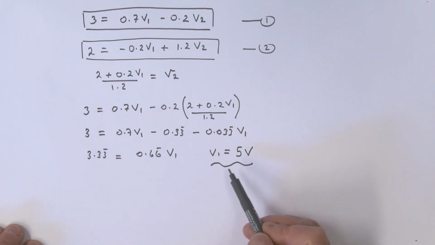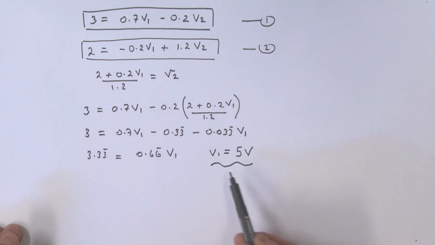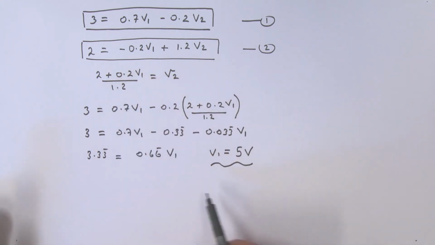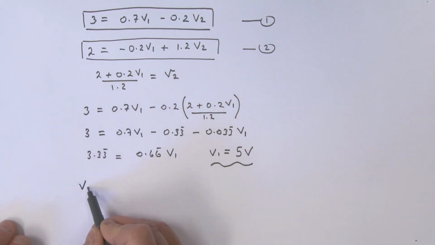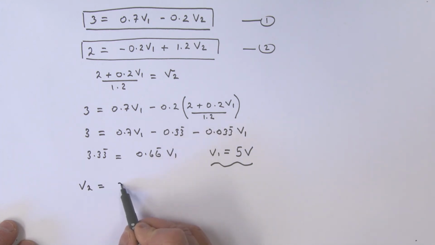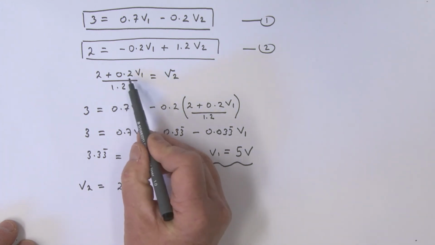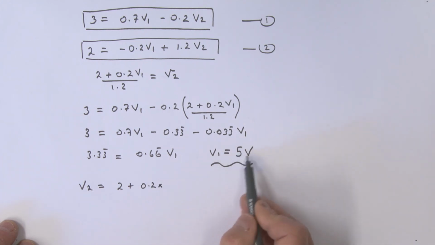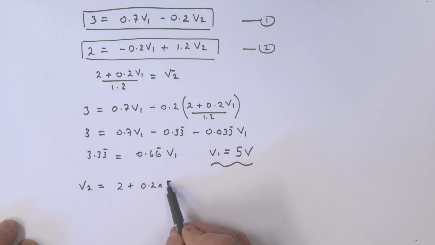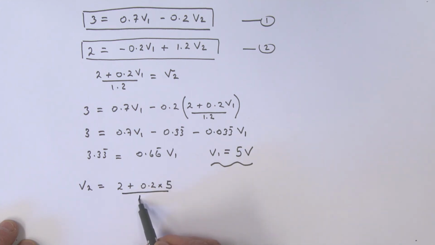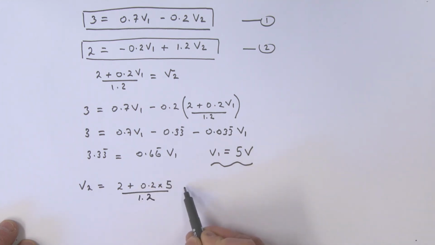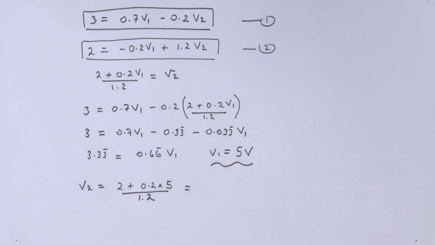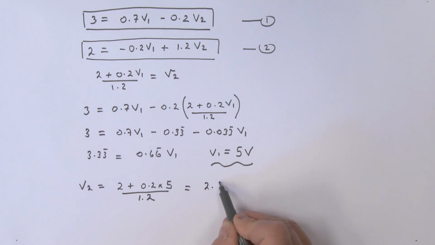So if I now want to really determine what V2 is, I just need to put that back into here. And so I can say V2 is really equal to 2 plus, what is this, 0.2 times the 5, which is V1, and that is divided by 1.2. And if you work this out, I think you're going to see that that is equal to 2.5 volts.